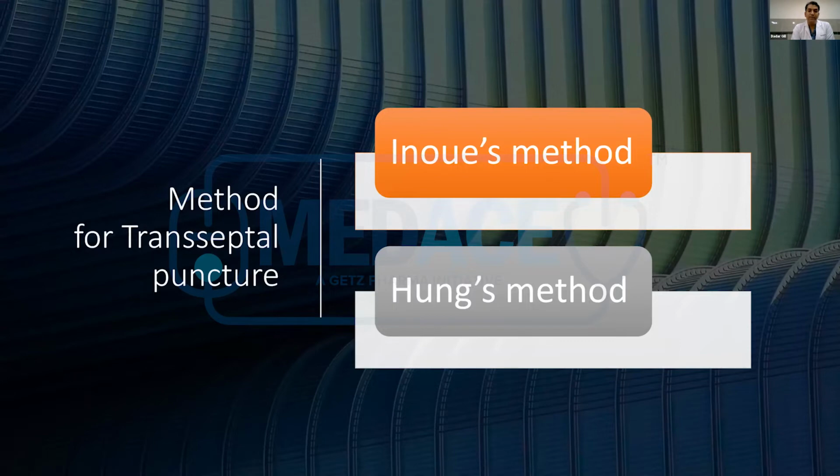Okay, the method of transseptal puncture in our discussion will be focusing on Inoue's method with modifications of Hung's method. As I told earlier, there are 3 methods currently in use. People do it in different ways, but our focus and our training would be on the Inoue method and Hung's method.